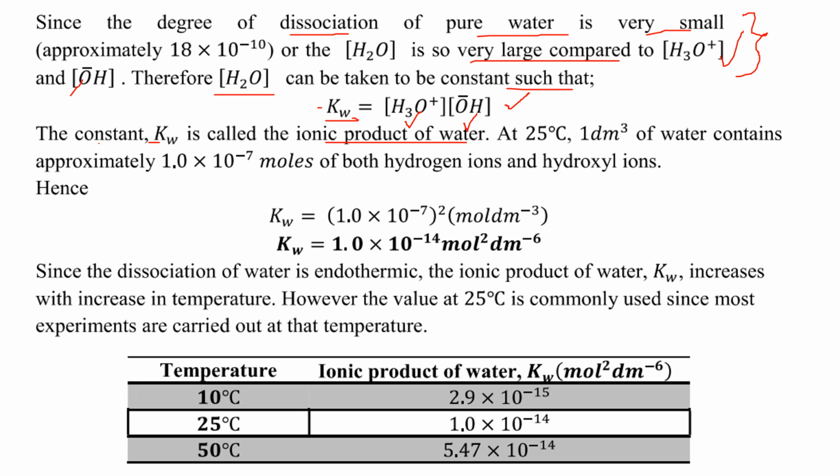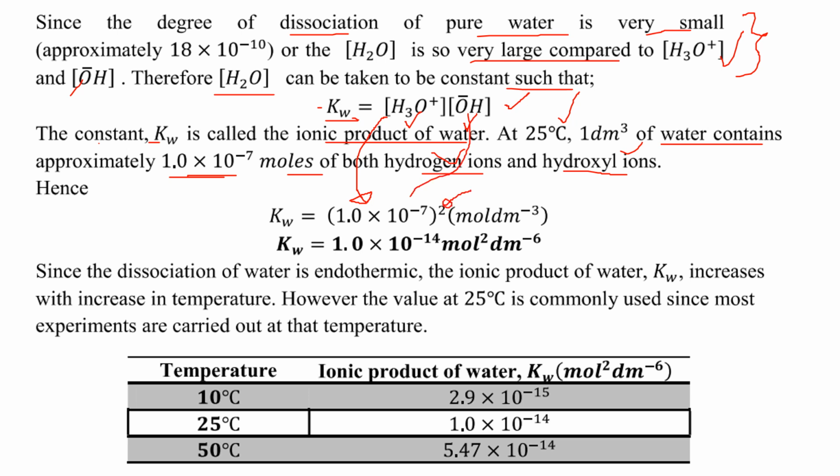Now we're saying that at room temperature, which is always 25 degrees Celsius, 1 decimeter cubed of water contains approximately 1 × 10^-7 moles of both hydrogen ions and hydroxyl ions. So we expect hydrogen ions to exist in this concentration, and we expect hydroxyl ions to exist in this concentration. So we are having Kw of water. If you substitute in this formula, the molar concentration of hydrated hydrogen ions is going to exist like this, and the molar concentration of hydroxyl ions is the same. That's why we are putting here a squared.